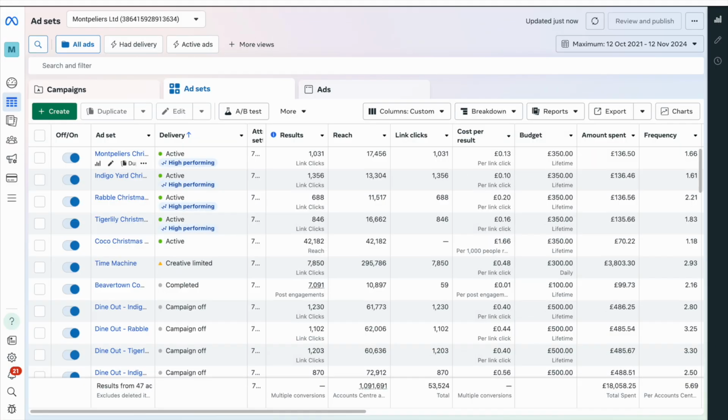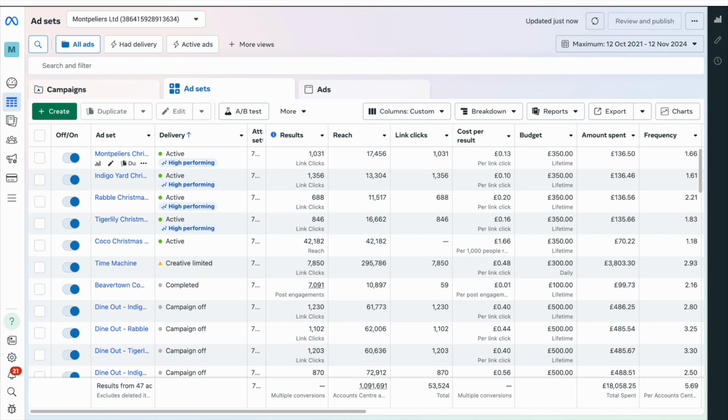So to conclude, you should be looking at your reach, that's the number of unique users who saw your ad, your link clicks, that's how many people clicked on the link in your ad to your website, and the cost per result, that's how much you've spent per result. That's based on what your objective was, so link clicks or video views.